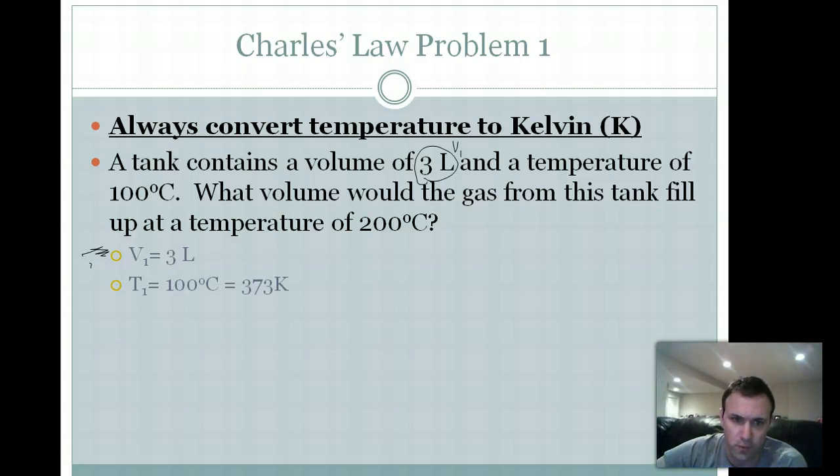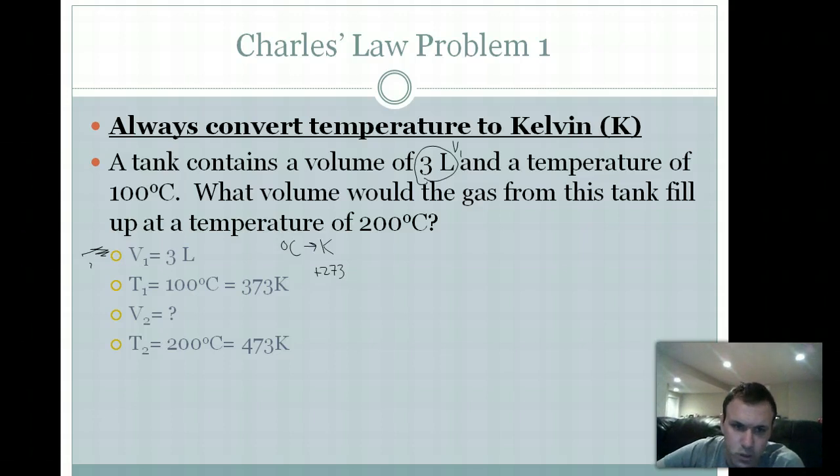Getting from degrees Celsius to Kelvin, all you do is add 273. So you see here, 100 degrees Celsius is just 373 Kelvin. We don't know our final volume. That's what it's asking us to find in the second sentence, and we're doubling our temperature from 100 degrees Celsius to 200 degrees Celsius. All right, so 200 degrees Celsius is just 473 K.